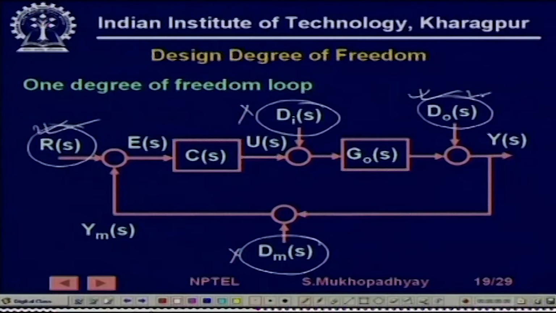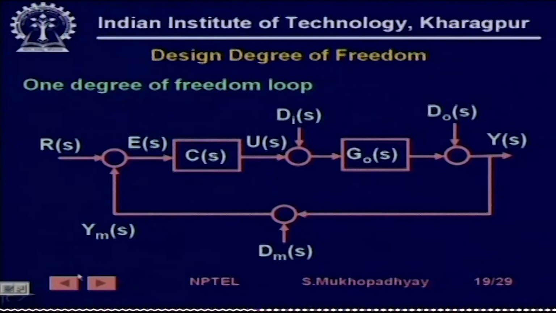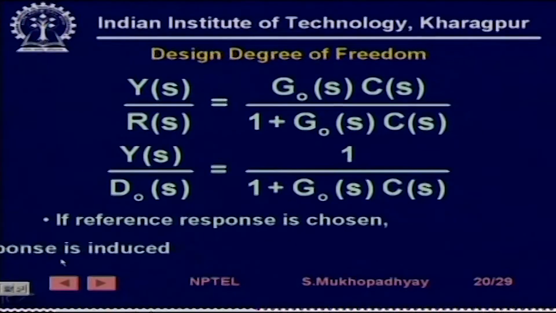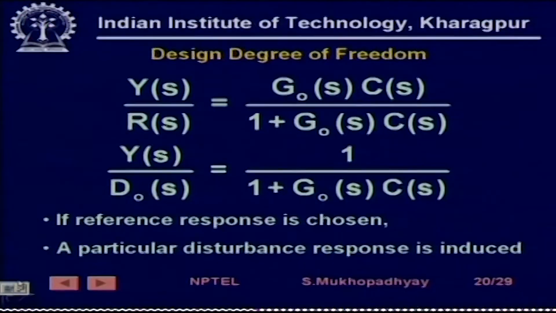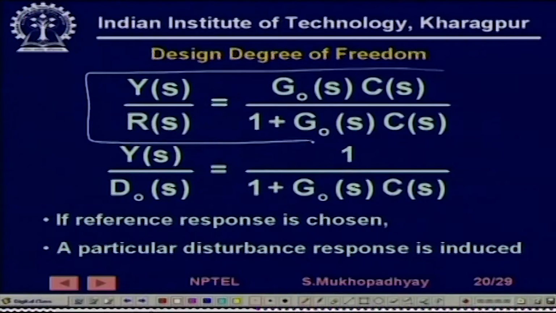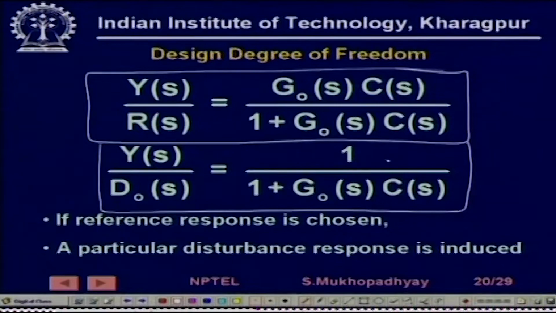So this response Ys by D0s we also want to shape, but that is not possible because this is a 1 degree of freedom controller. Using Cs, you cannot select both of them independently. That is obvious from the equations. This is the transfer function between Ys and Rs, and this is the transfer function between Ys and D0s. So you see that if you choose Cs, this gets fixed.